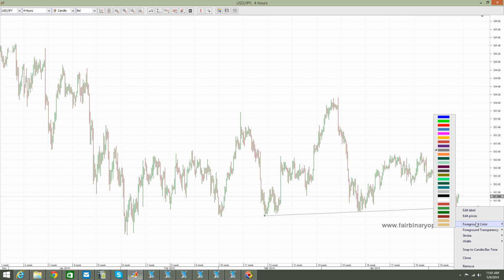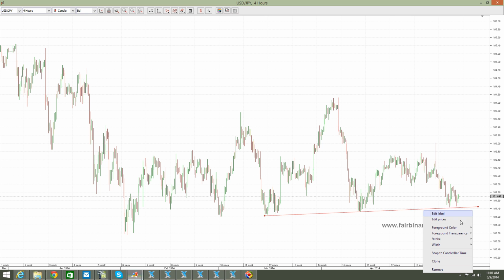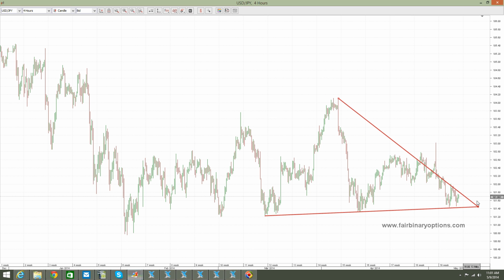Let's make it a bit bigger. Let's make it like this, and then of course from here and to here, this would be my triangle. Now this is a triangle that should be labeled A, B, C, D, and the E wave to the downside here.